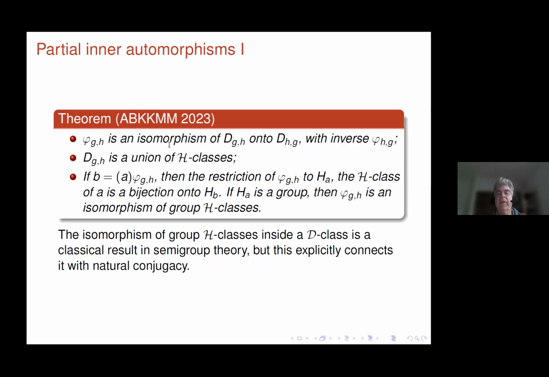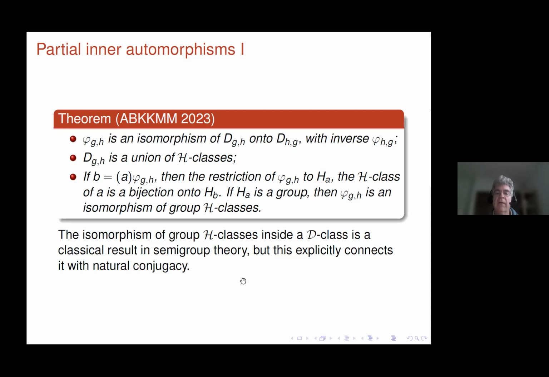In addition to that, these domains are unions of H classes. That means that the domains themselves play together well with the Green's H relation. And furthermore, if the image of A under this mapping phi sub GH is B, then if you restrict phi sub GH to the entire H class of A, it's actually a bijection onto the H class of B.